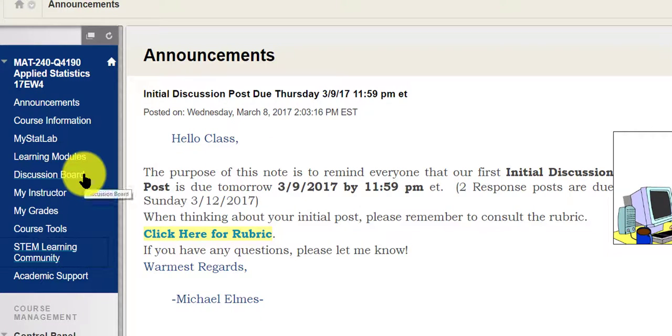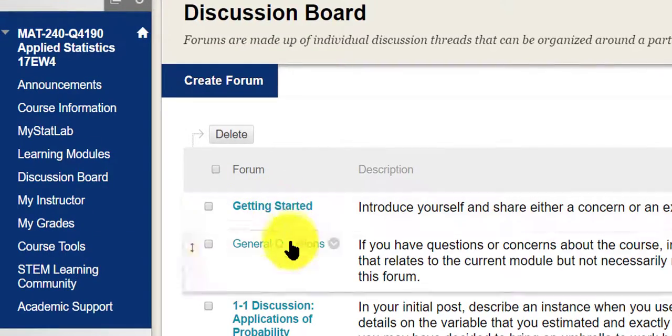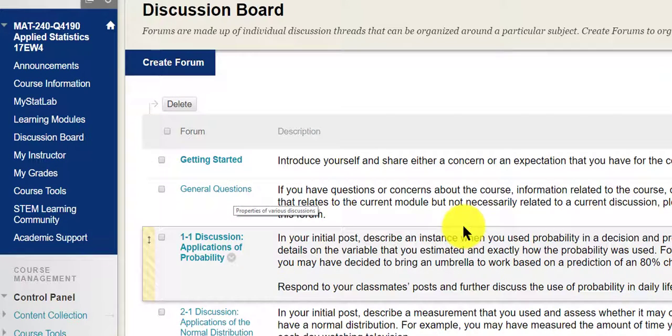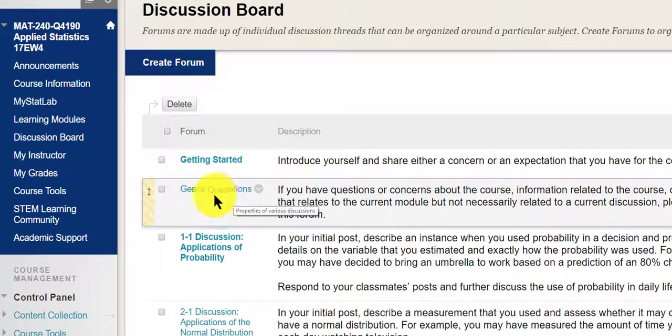Also, I plan to post on the discussion board where it says general questions. Probably in a week or so, I'm going to start putting topic-specific questions and solutions in here. So if you're stuck with how to calculate a mean, I'll produce a video and I'll keep it in this general questions area. So I would suggest checking this area from time to time.